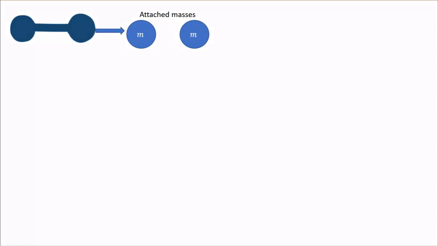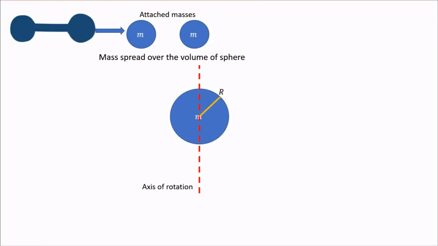Now, no real object is actually a point mass. The balls on the dumbbell, for instance, have their mass spread out over the volume of a sphere. In fact, the rotational inertia of a sphere when an axis goes right through its center is given by this formula, where m is the mass of the sphere and r is the radius. But if the radius is really small compared to the scale of the problem we are dealing with, then we can effectively treat the sphere as a point mass.